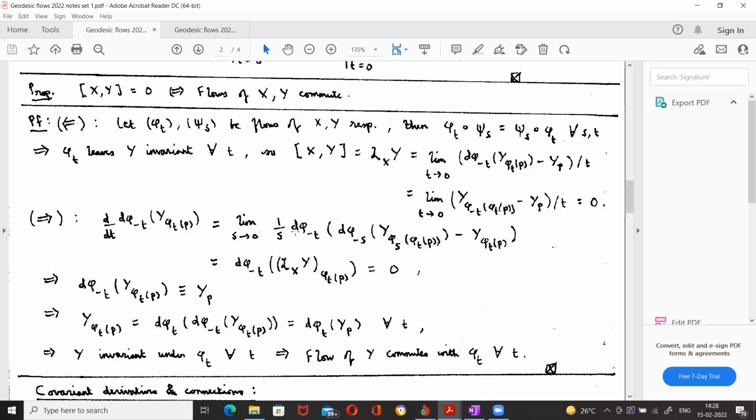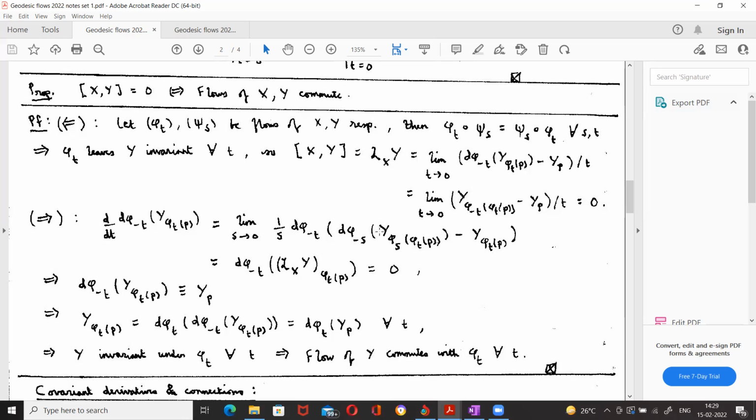And now this d phi minus t is a linear map. So this 1 by s I can take inside, right? I can take the 1 by s inside. And when I do that, then inside what I get is the definition of the Lie derivative at the point phi t of p, right? So when I take limit s tending to 0, the inside term converges to the Lie derivative L_X Y at the point phi t of p.